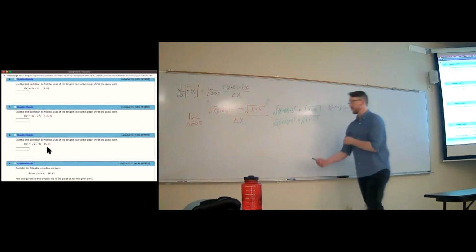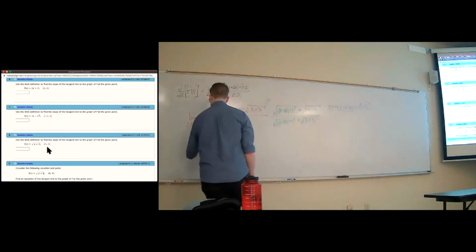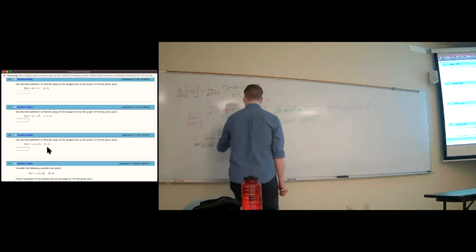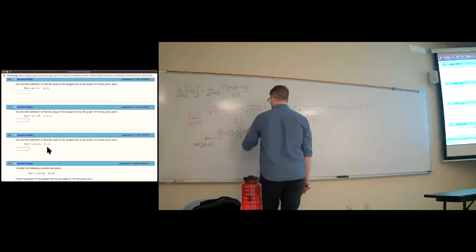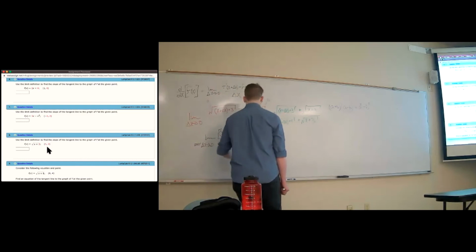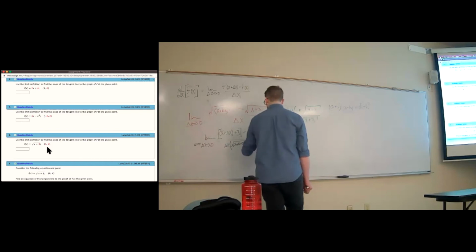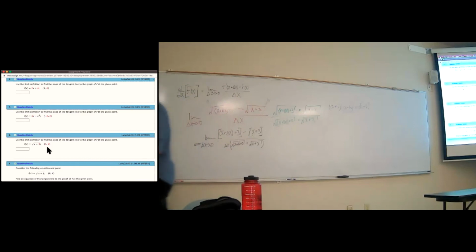All right, what this gives us now is the limit as delta x goes to 0 of the quantity x plus delta x plus 3 minus the quantity x plus 3, divided by delta x times the square root of x plus delta x plus 3 plus the square root of x plus 3. Does that help us?